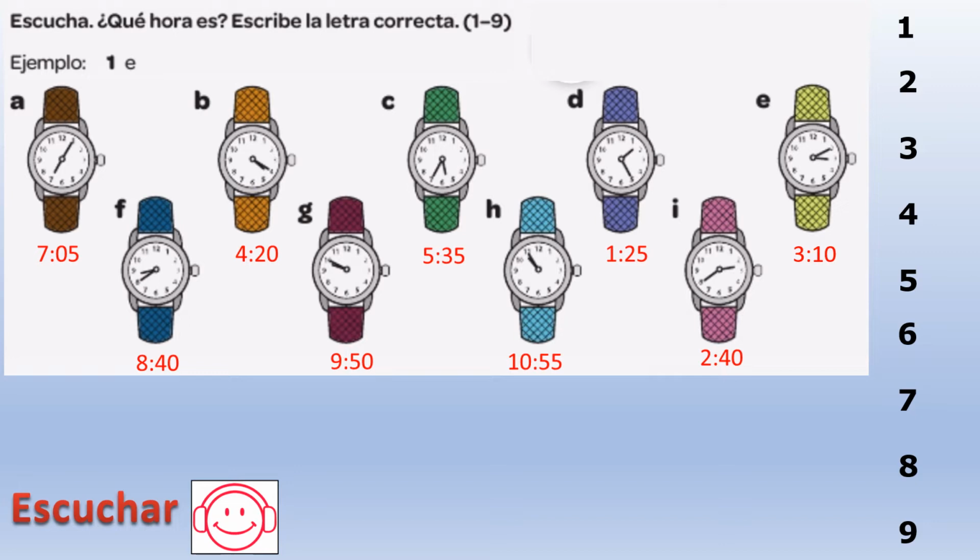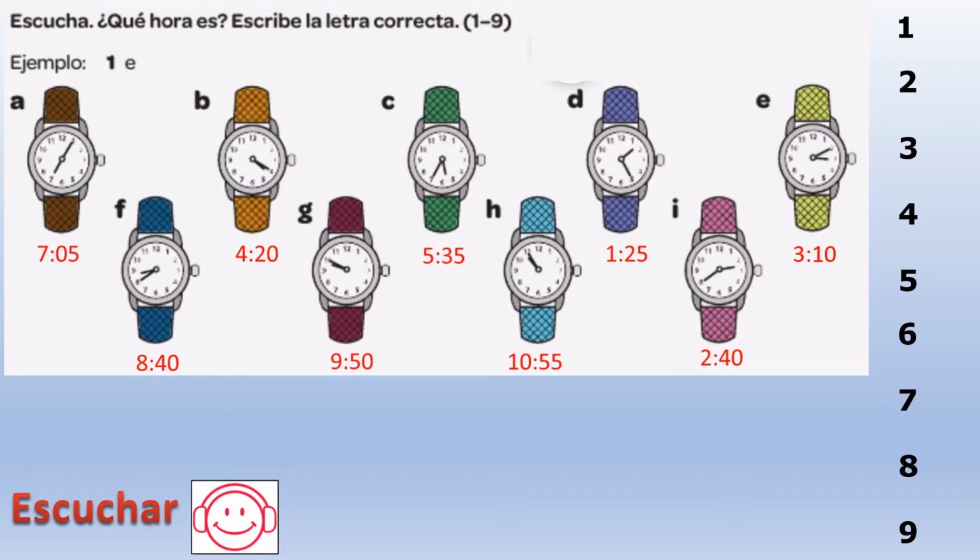1. ¿Qué hora es? Son las 3:10. 2. ¿Qué hora es? Son las 7:05. 3. ¿Qué hora es? Es la 1:25. 4. ¿Qué hora es? Son las 4:20. 5. ¿Qué hora es? Son las 11 menos 5.